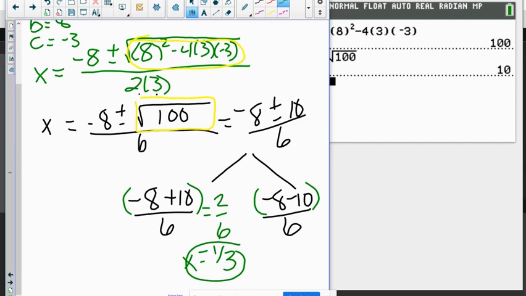Here, negative 8 minus 10, that equals negative 18 divided by 6. So my second answer is negative 3. Let's try another one.